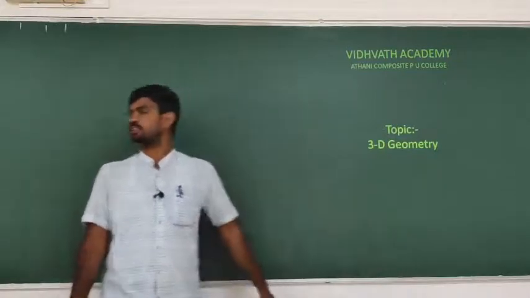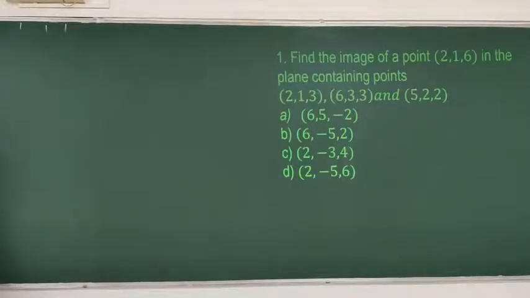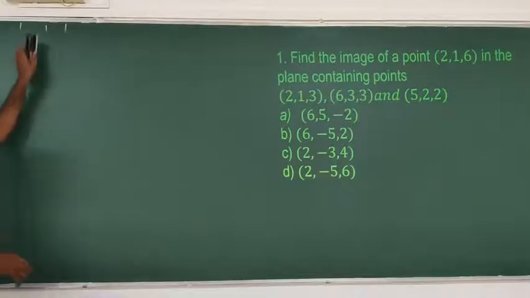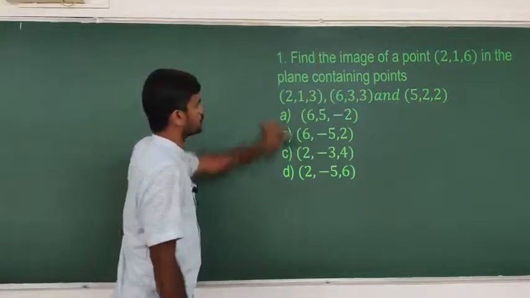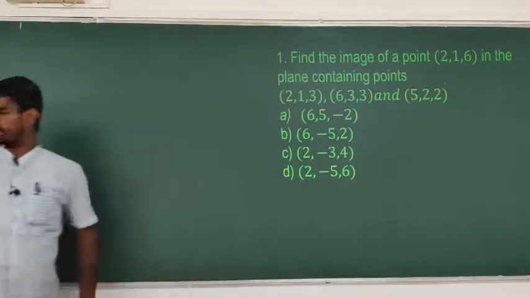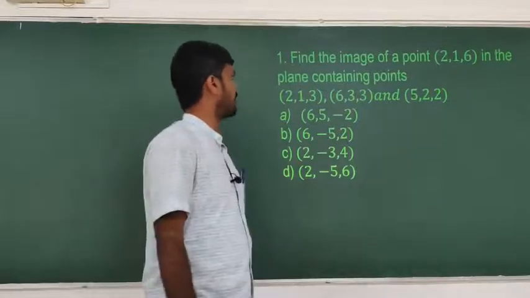Okay, so now we will discuss the questions one by one. In those questions only we will discuss the hints also. Okay, the first question is, find the image of a point (2, 1, 6) in the plane containing the points (2, 1, 3), (6, 3, 3), (5, 2, 2).